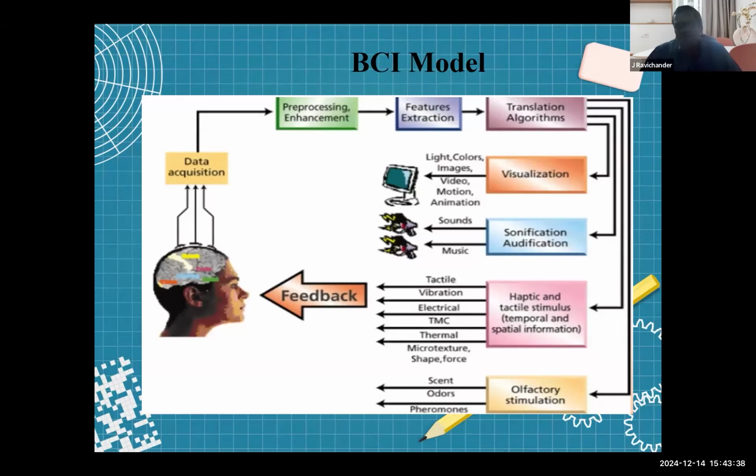Now, whatever signals we take from the brain, we cannot directly give them to the computer and translate them into commands. It is not like that. Why? Because the brain is the most complex machine in the world. Already we know that. So it has a lot of signals. We cannot identify which signal belongs to which type of command. So for that, we have to carefully pre-process the signals.